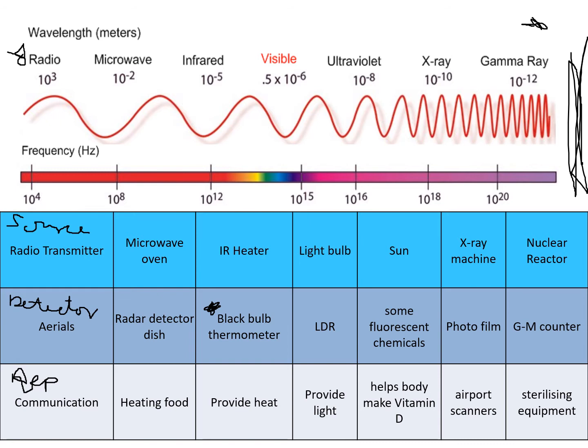A light bulb is detected by a light-dependent resistor, so there's a wee bit crossover with your electronics topic, and it provides light. The sun is part of your ultraviolet spectrum, sorry. It's detected by some fluorescent chemicals, and it helps the body make vitamin D. X-ray machines, photofilm. If you've ever gone for an X-ray, you'll know that the doctor will show you your X-rays and it's like a photographic film. And they're used in airport scanners. Finally, nuclear reactor, you detect it with a GM counter, which we'll look at later on, and it can be used for sterilizing equipment. So make sure you know the information from this slide.